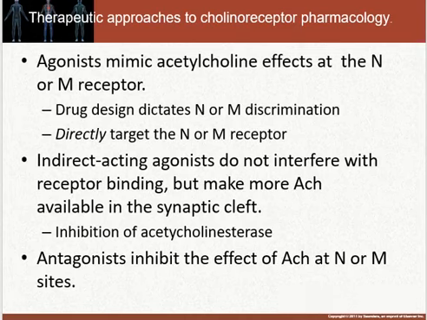Now, the indirect acting agonists don't actually involve anything at the receptor level. They basically just inhibit the degradation of the acetylcholine by inhibiting the activity of acetylcholinesterase. And of course, then antagonists would bind to the specific receptor and then compete with acetylcholine for that activity.